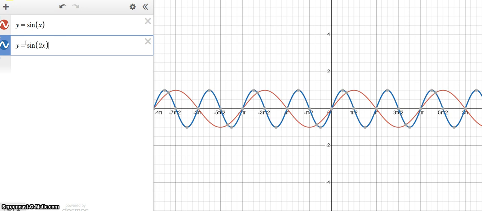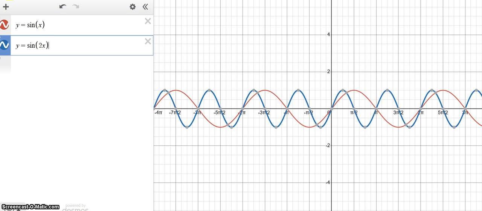All right, so now we've got a pretty big change here in our graph. Notice the amplitude is still the same. The highest point is still 1. But look what it did. On the red graph, one complete cycle is a length of 2 pi. Now that I have the 2x here, it changed what we call the period. The period is now only a length of pi. It cut it in half. So it goes from the origin up to its high point, down to its low point, back to the axis in a length of pi.